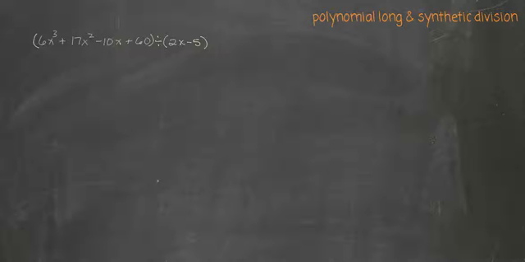I'm going to start with polynomial long division, partly because with this problem, you cannot use a binomial of this type for synthetic division. There can be no coefficient on the x in order to have synthetic division work. For this problem, then, we'll use long division. So I'm going to write inside of the division 6x cubed plus 17x squared minus 10x plus 60.